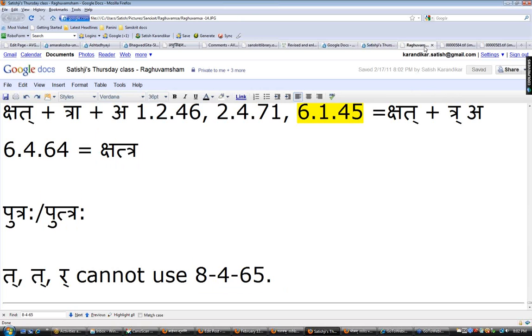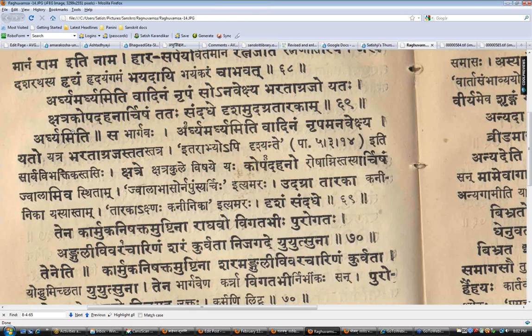Interesting word Kshatra. Lot of steps, lot of interesting things. We did it a second time in the class. Next time we won't do it; we'll just tell you where it is.